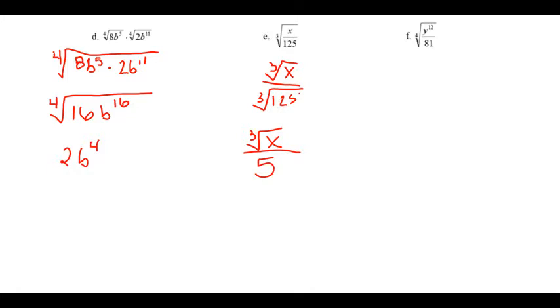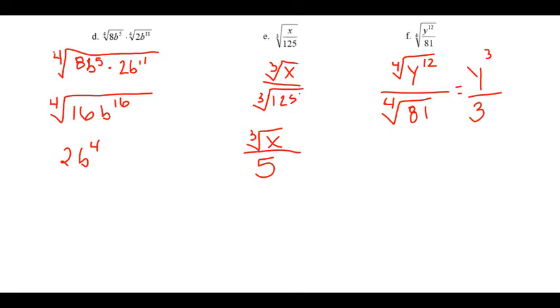All right, and then for f, I'm going to divide it up again. I'm going to make it the 4th root of y to the 12th over the 4th root of 81. And with both of these, I can actually simplify them. The 4th root of y to the 12th is going to equal y to the 3rd, because 4 goes into 12 3 times. And then the 4th root of 81 is 3. So my final answer is y cubed over 3.